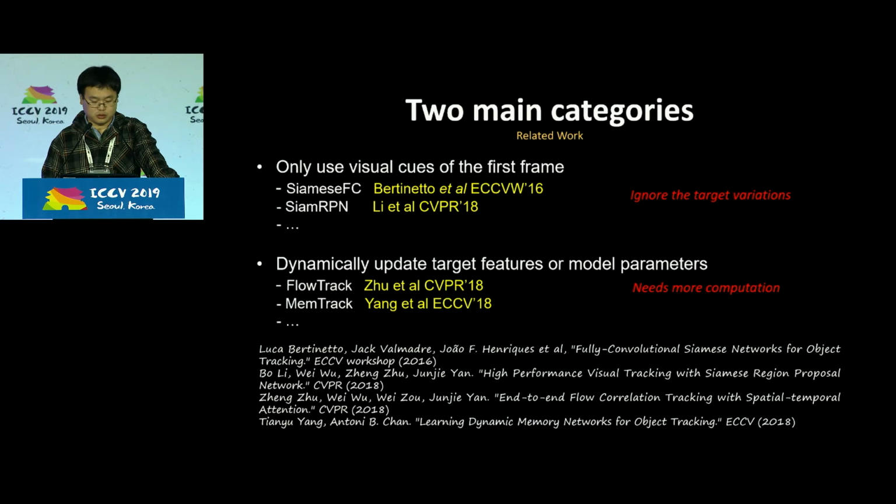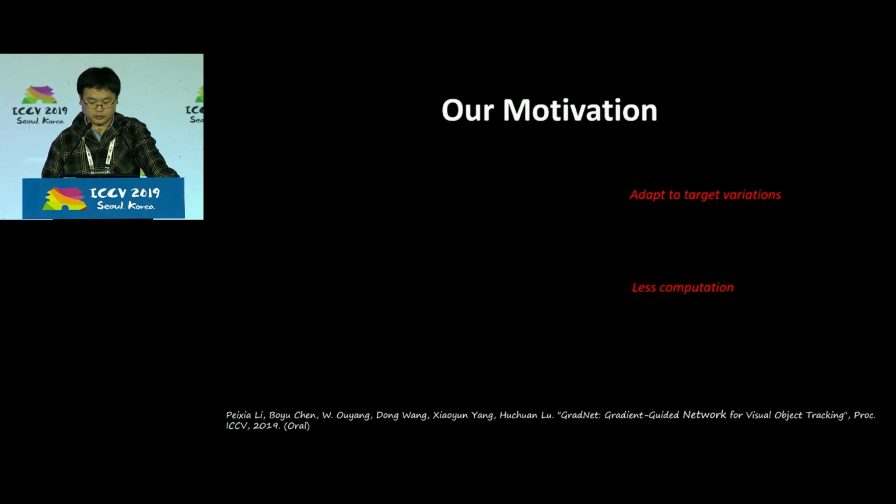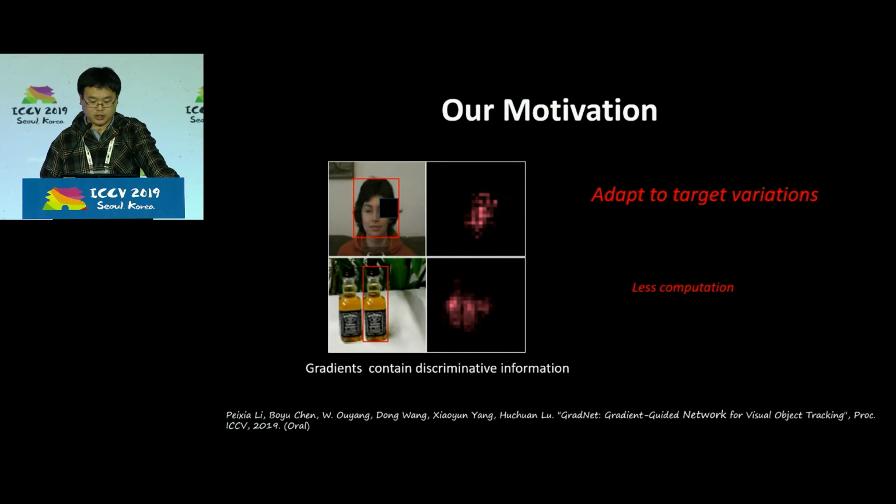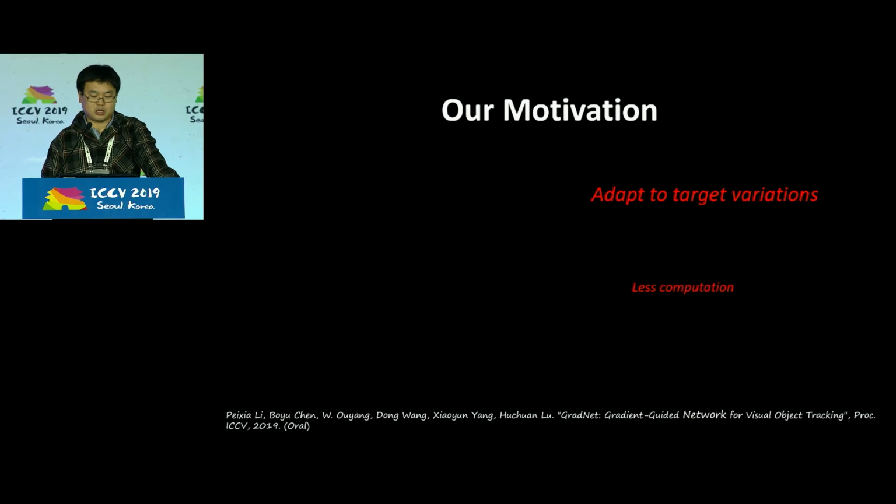But our goal is to achieve adaptation to target variation with less computation at the same time. We think we can use the advantages from both of these two methods. Here is an example. We found that gradient contains much discriminative information to distinguish the object from background or some similar instance. So we need to update with gradient.